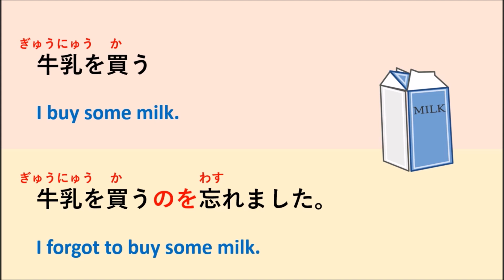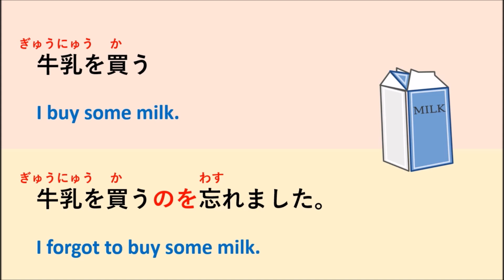Here we have 牛乳を買うのを忘れました. This means I forgot to buy some milk. That means the small sentence is 牛乳を買います or 牛乳を買う, right? This means buy some milk. But as for buying some milk, I forgot. So in a situation like this, you can use noO to explain the situation to your friends, to other people around you.